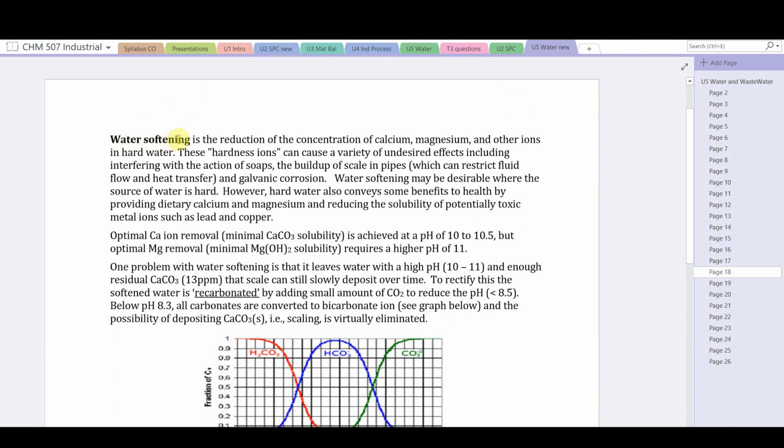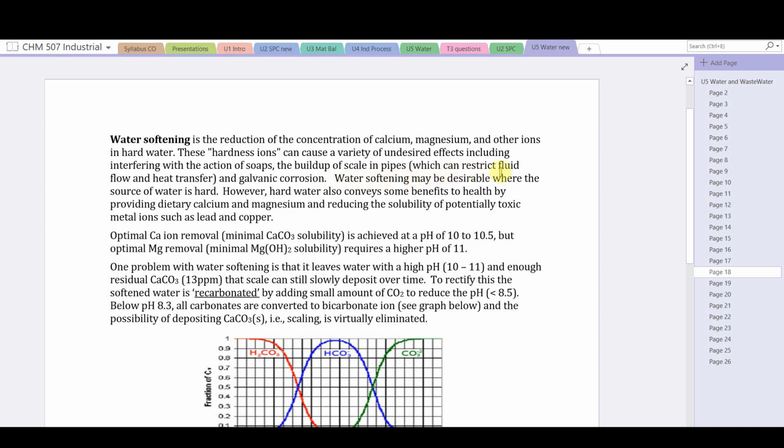Page 18. So water softening is the reduction of the concentration of calcium and magnesium and a few other ions like ferric ion and aluminum ion. These hardness ions can cause a variety of undesired effects, including interfering with the action of soaps, the buildup of scale in pipes, which can restrict fluid flow and heat transfer as mentioned previously, and even galvanic corrosion.